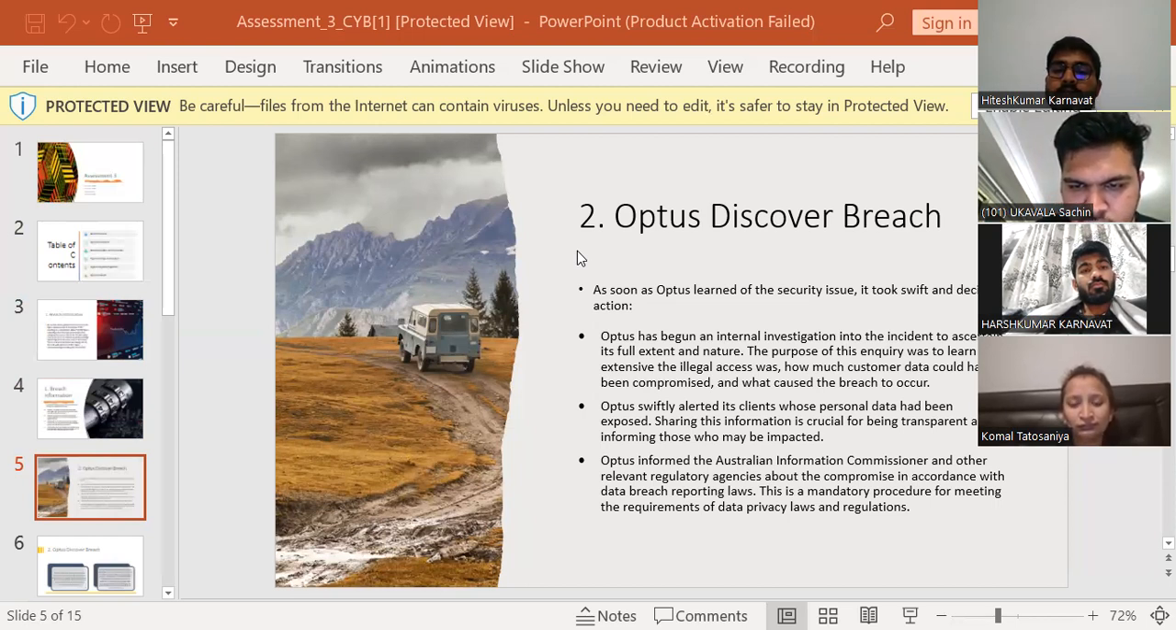Optus swiftly alerted its clients whose personal data had been exposed. Sharing this information is crucial for being transparent and informing those who may be impacted. Optus informed the Australian Information Commissioner and other relevant regulatory agencies about the compromise in accordance with data breach reporting laws. This is a mandatory procedure for meeting the requirements of data privacy laws and regulations.